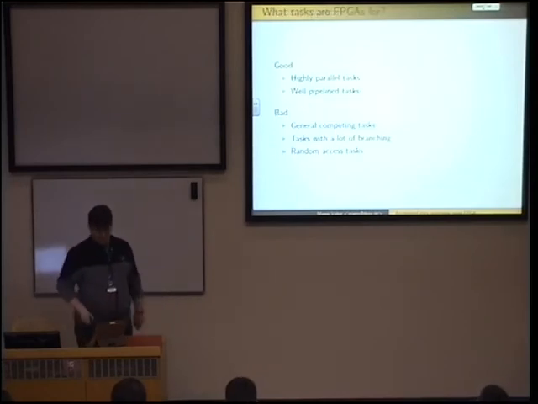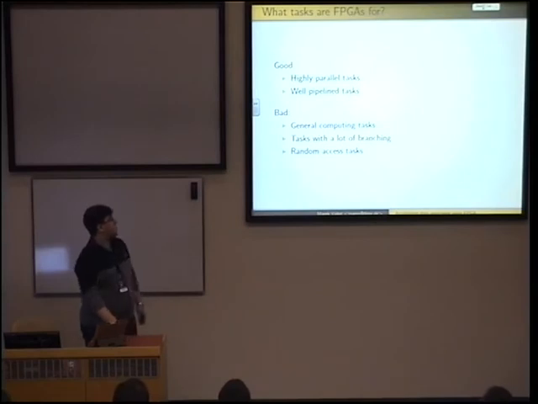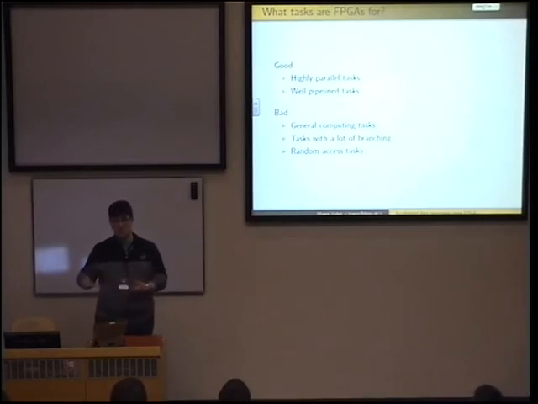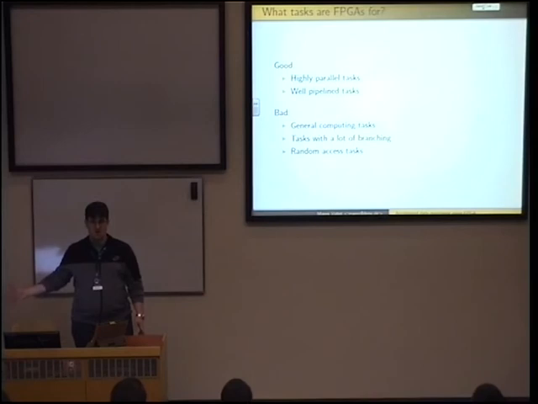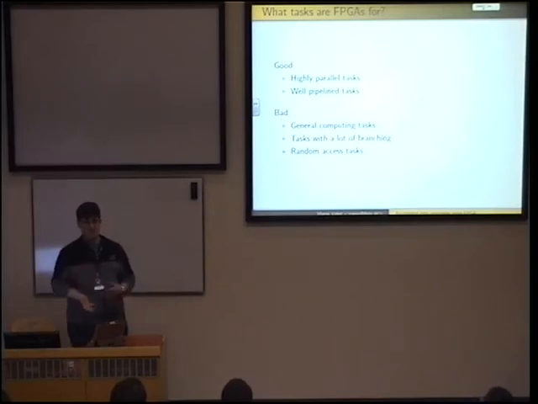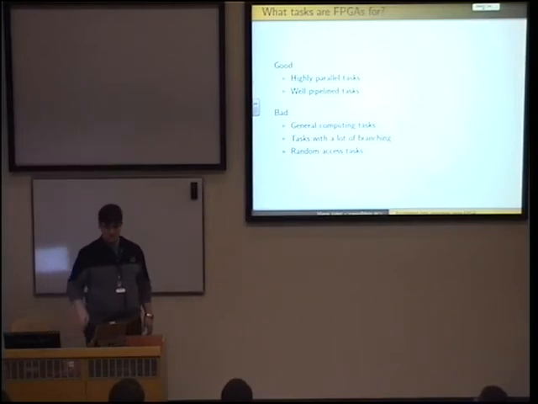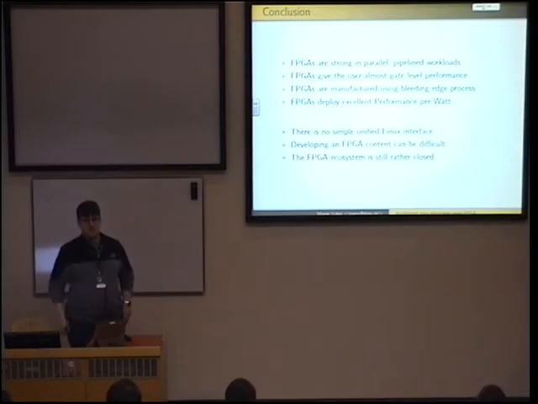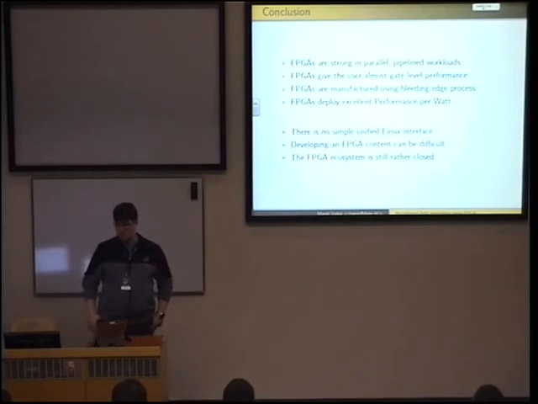Okay, so let me just do a quick summary here. What are FPGAs great for? Highly parallelized pipeline tasks. Basically, when you put data into the FPGA, just pipe it through, do some transformations, and put it somewhere else. What FPGAs are really bad for is general computing tasks with a lot of branching. This is not where FPGAs shine. Also, the good point of FPGAs is that they're manufactured with really state-of-the-art technology. This is great, so you save a lot of power consumption.